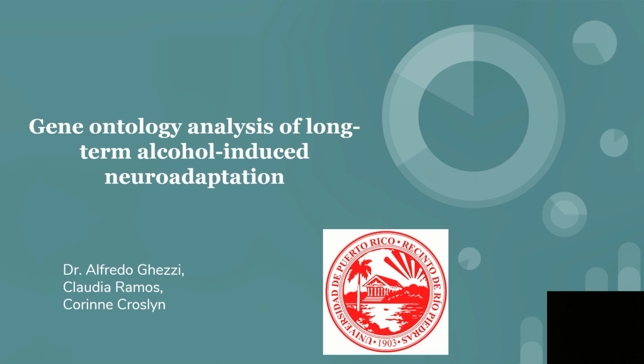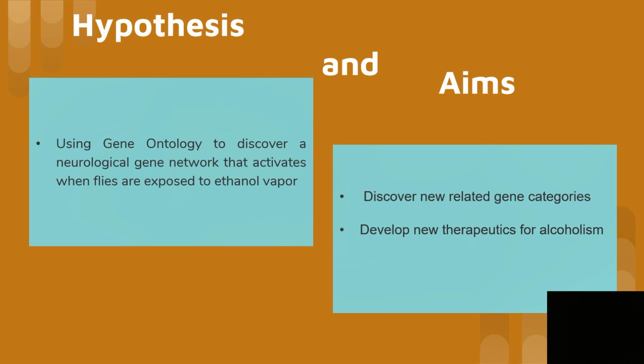My name is Claudia Ramos and I'll be talking about my ongoing project, Gene Ontology Analysis of Long-Term Alcohol-Induced Neuroadaptation. The PI of this project is Dr. Alfredo Getzi and our fellow student researcher is Corinne Crosland. The hypothesis we developed is that using gene ontology as a tool, we can discover a gene network that activates when flies are exposed to ethanol vapor.